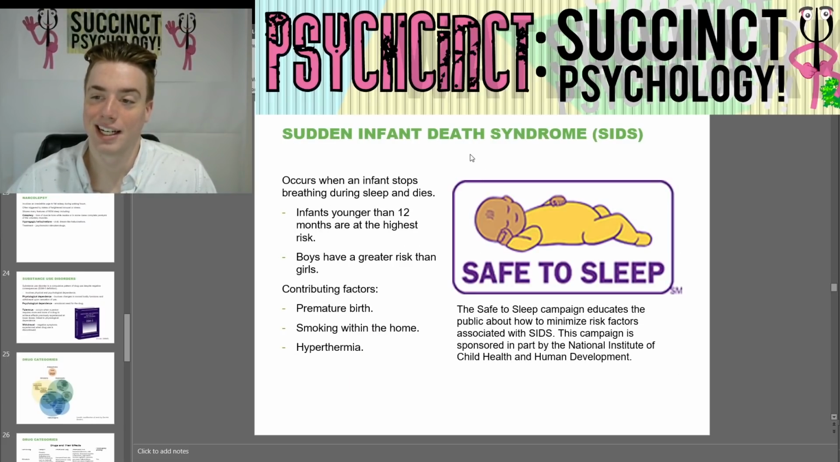And then we have sudden infant death syndrome, SIDS, which is as bad as the name implies. It occurs when an infant stops breathing during sleep and dies. Infants younger than 12 months are at the highest risk, and boys have a greater risk than girls. Contributing factors include premature birth, smoking within the home, and hypothermia. Here we have the Safe to Sleep campaign, which educates the public about how to minimize risk factors associated with SIDS, sudden infant death syndrome. This campaign is sponsored in part by the National Institute of Child Health and Human Development.